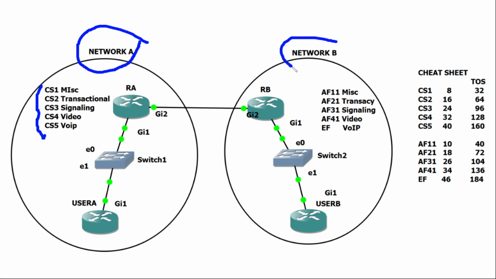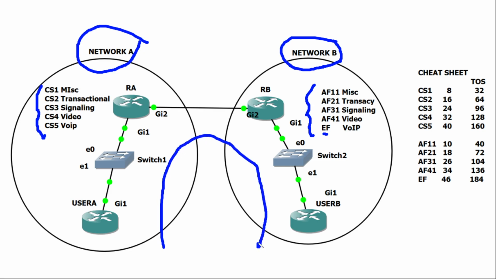And at network V, the network administrator decided to mark traffic with another set of markings. For instance, voice over IP with expedited forwarding, video with assurance forwarding 41, signaling with assurance forwarding 31, transactional traffic with assurance forwarding 21, and miscellaneous traffic with assurance forwarding 11. So we will need a way to maintain end-to-end quality of service per hop behavior at these networks.